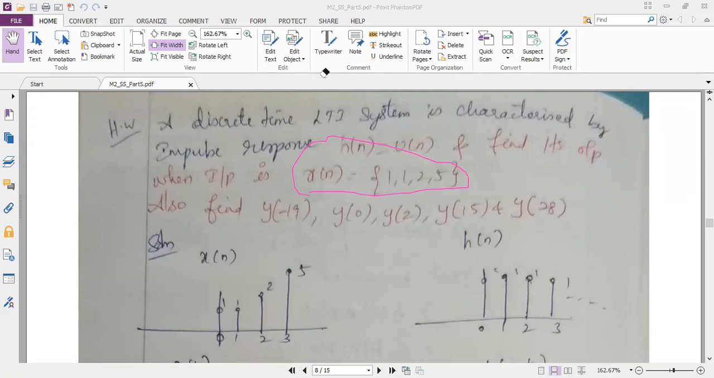Have you checked all the earlier problems? Have they given the values directly, x of n is equal to 1, 1, 2, 5, like that, in any problem? No, ma'am. No. Okay. And here we have x of n finite. You know what is the meaning of finite? I have only 4 samples. And what about h of n? H of n is finite or infinite?